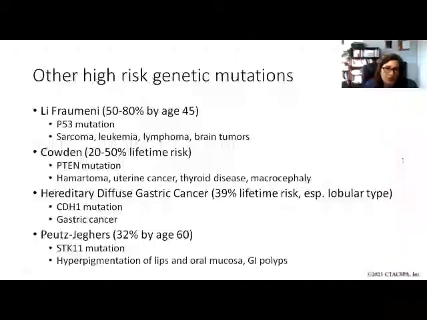Cowden's also has a higher lifetime risk, 20 to 50%, so slightly less than BRCA. This goes along with the PTEN mutation and is associated with hamartomas, uterine cancer, thyroid disease, and microcephaly.